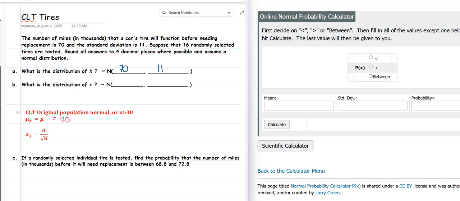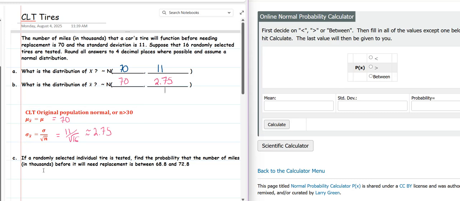and the standard deviation of the sampling distribution is the standard deviation of the original population, which is 11, divided by the square root of n. So in this case, that's the square root of 16, which is 4, and rounded to 4 decimal places, that's 2.75. So these are the numbers for our sampling distribution. We have 70 here and 2.75 here.